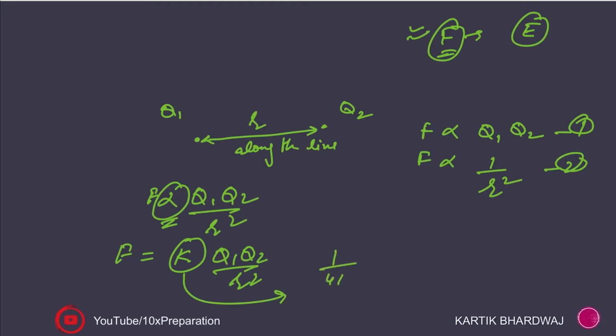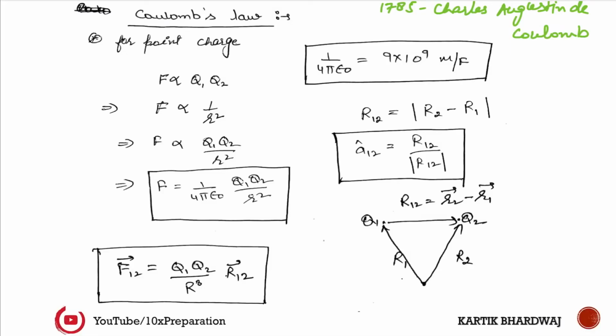The value of K is given in terms of 1 upon 4 pi epsilon naught, which is equal to 9 times 10 raised to the power 9. The unit for this constant is meter per farad. Now come back to the points, the same thing which I have drawn here, what I have written over there.